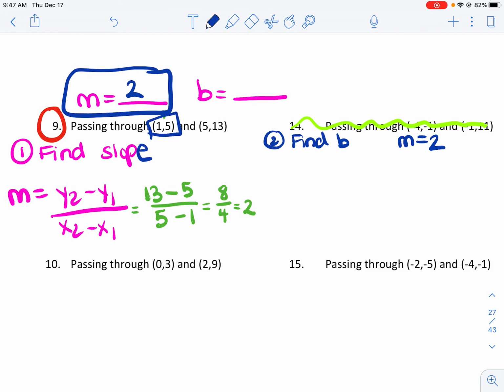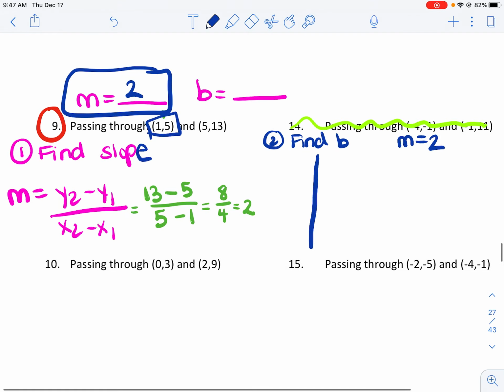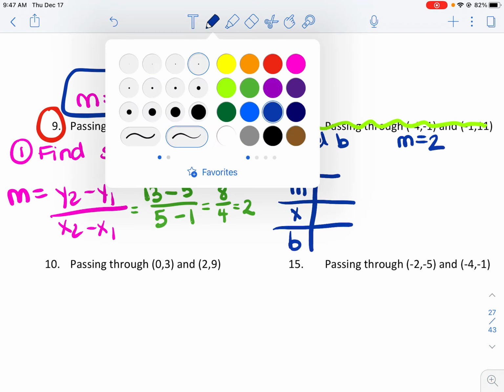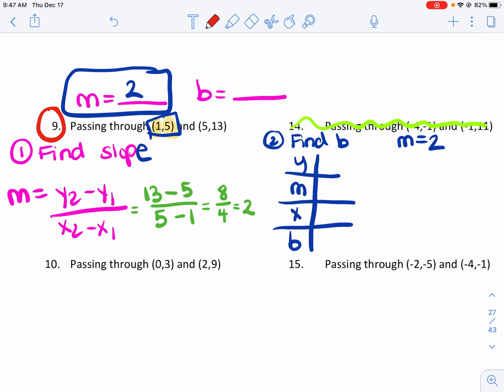Which point should I pick? It actually doesn't matter for our x and our y. As long as you pick one of those points and you're consistent, meaning if I pick 1 for x, I got to go with 1 for y. So let's plug in here, my friends. For x, I'm going to put in 1. For y, I'm going to put in 5. And for slope, I'm going to put in 2. I want to find b.